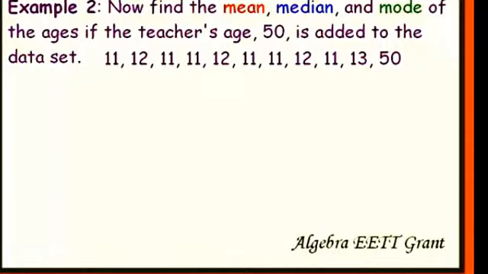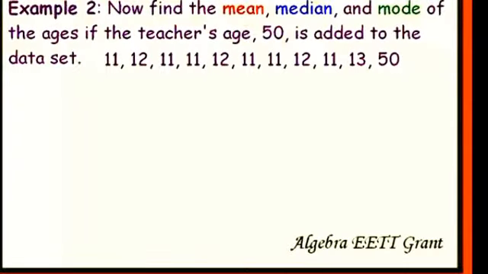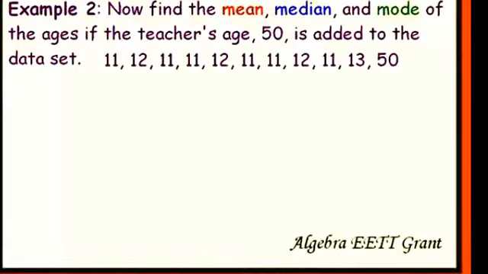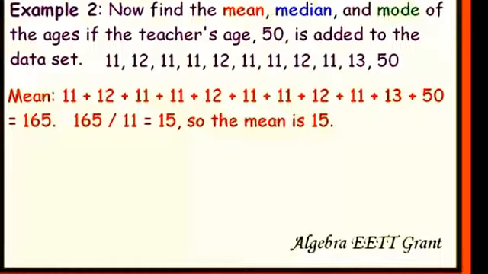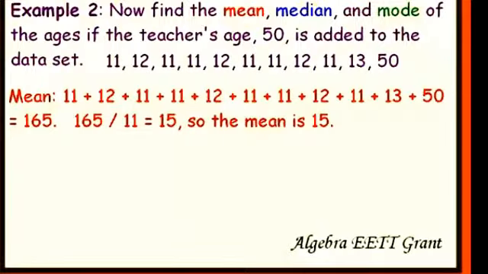For example 2, we're going to use the same set of numbers as example 1, except we're going to change one little thing. We're also going to add in the age of the teacher, which is 50. Now, how does this change the set of data? Well, let's find the mean, the median, and the mode. The mean, add them all up, divide by how many there are. So if we find the sum of all the numbers, that's 165. Now we're going to divide by 11 people because we're going to include the teacher's age, and that's going to give us an average of 15.